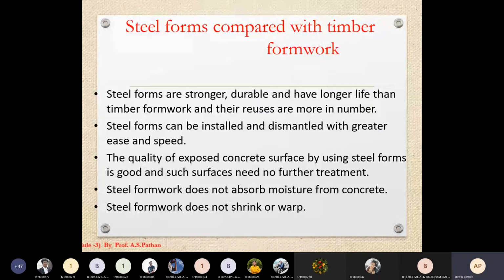The quality of the exposed concrete surface using steel formwork is good, and such a surface needs no further treatment. Steel formwork does not absorb moisture from the concrete, which is another main advantage. Steel formwork does not shrink or warp, so this problem does not occur. Shrinkage and moisture absorption are absolutely eliminated with steel formwork. Now look at another important video.